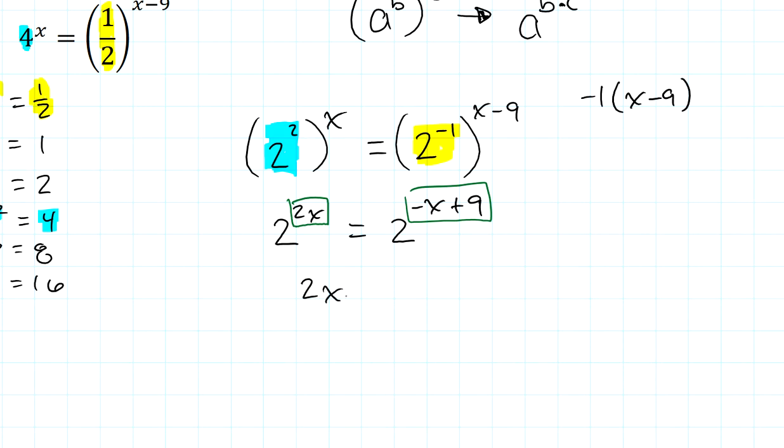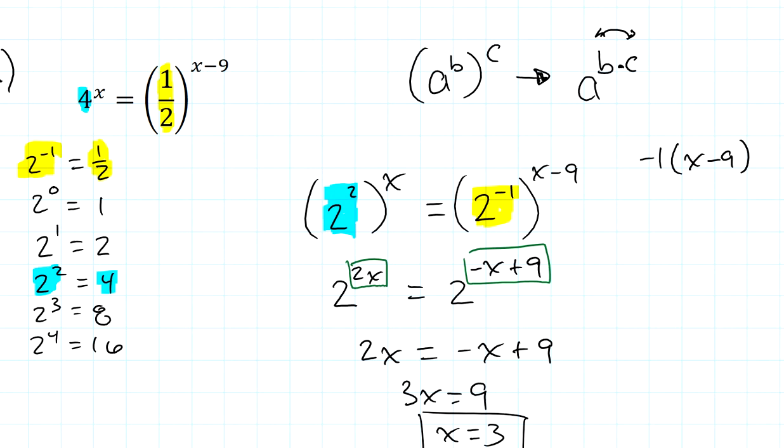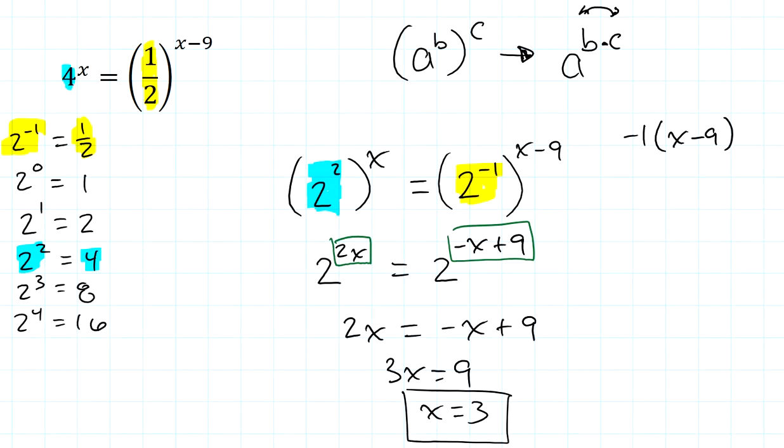So I'm going to write, hey, 2x equals the opposite of x plus 9. If I add x to each side, I get that 3x is 9, therefore x has to be the number 3. So when x is 3, the left and right hand side of the original equation become the same, and it's kind of a large number. It's 4 times 4 is 16 times 4 is, I don't know, 64 or something like that.